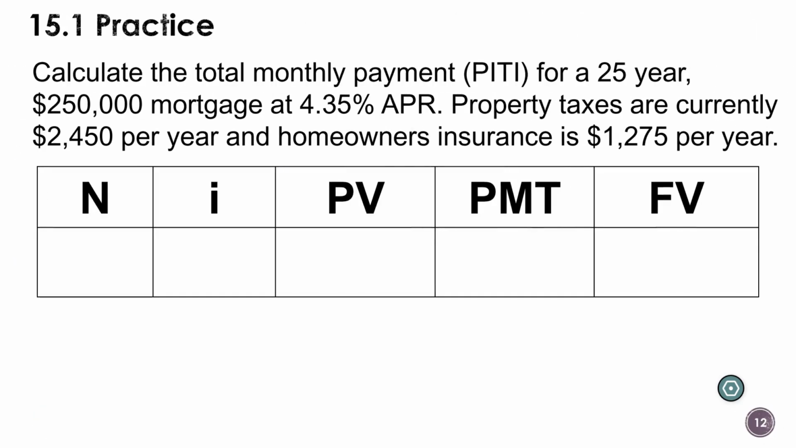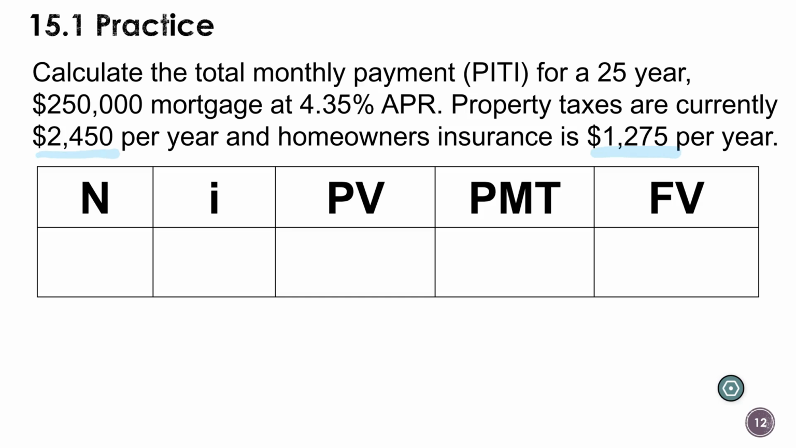All right, here's our next example. Okay, so we're going to calculate the total monthly payment, the PITI, for a 25-year, $250,000 mortgage at 4.35% APR, annual percentage rate. Property taxes are currently $2,450 per year, and homeowners insurance is $1,275.